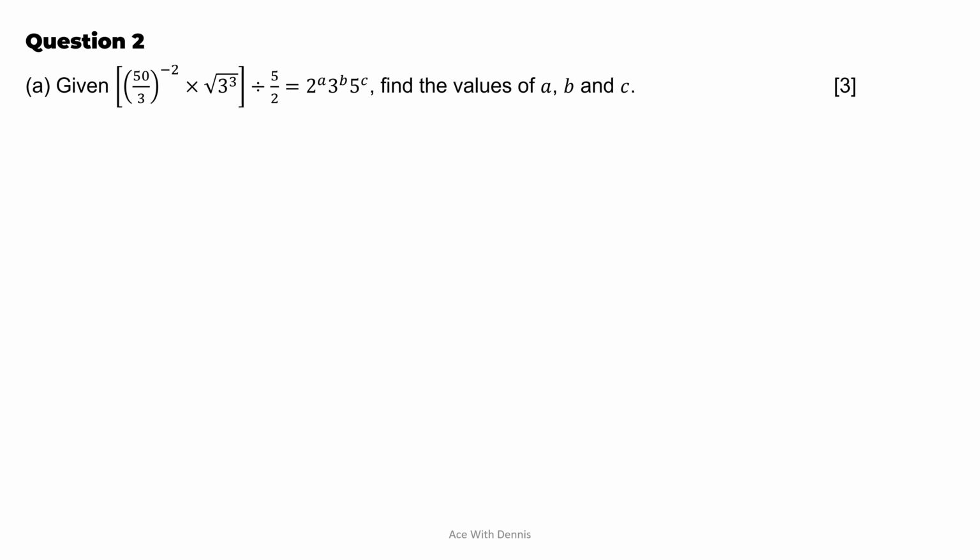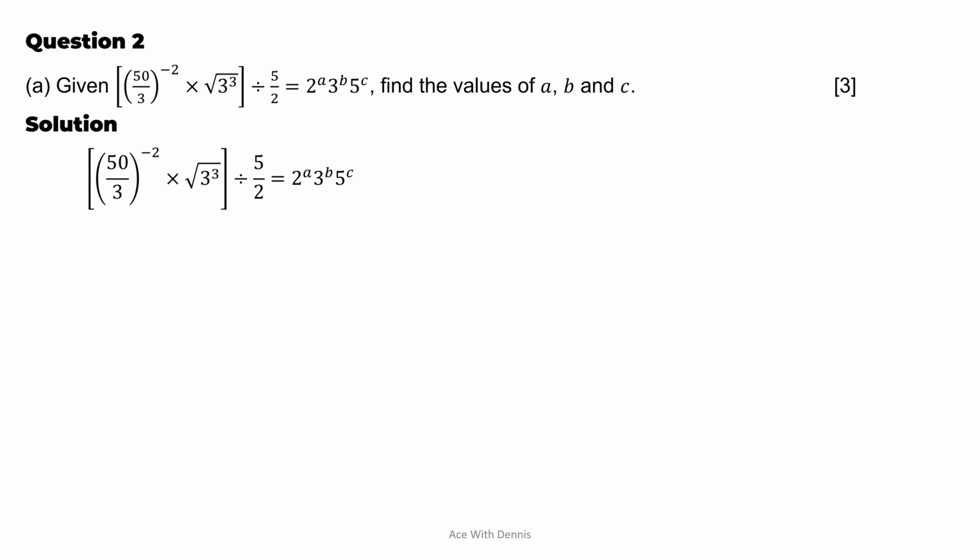Question 2 (a). Given bracket 50 over 3 to the power negative 2, times square root of 3 cubed, divided by 5 over 2, equals 2 to the power a, 3 to the power b, 5 to the power c. Find the values of a, b, and c. 3 marks. So the strategy to get the answer is, we want the left hand side and the right hand side to have the same base so that we can compare the powers. So here's the solution.